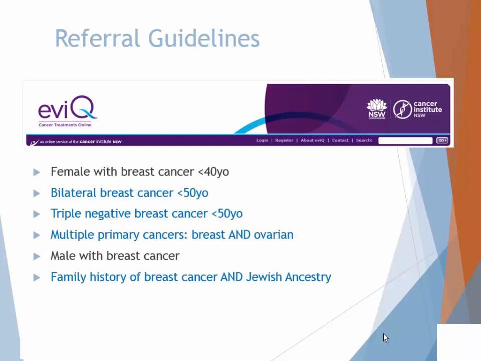The ones that are highlighted in blue are ones where individuals would automatically qualify for testing without any other factors necessary. The ones in black don't necessarily automatically qualify, but they should be referred so that we can fully assess the history.